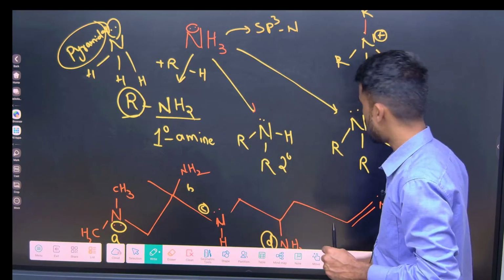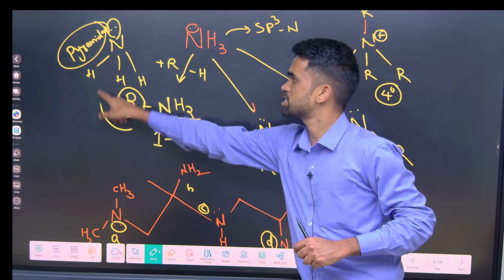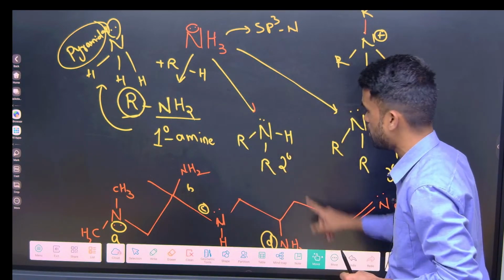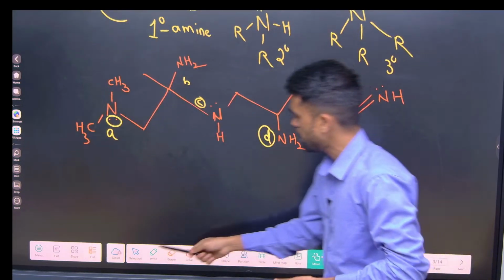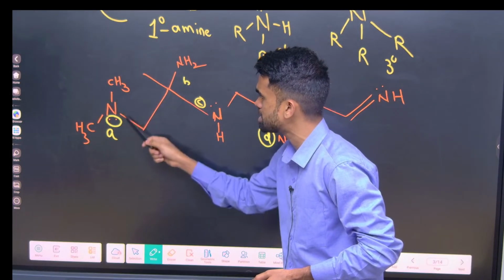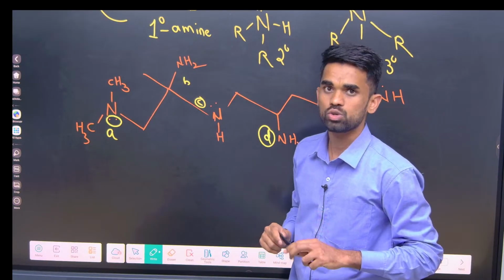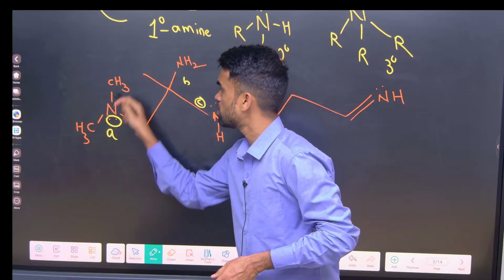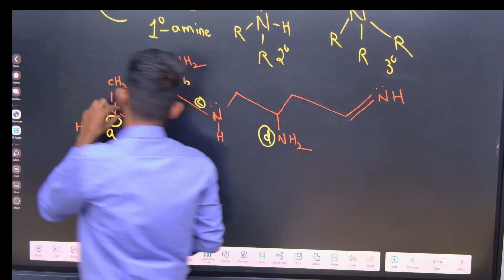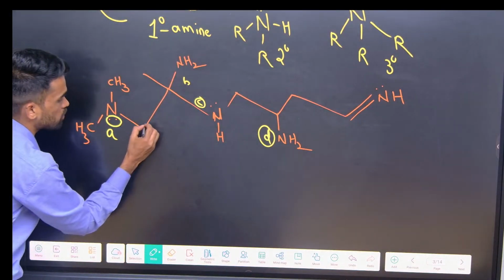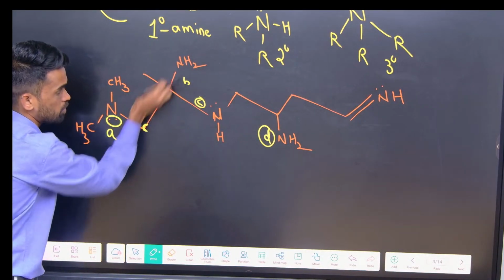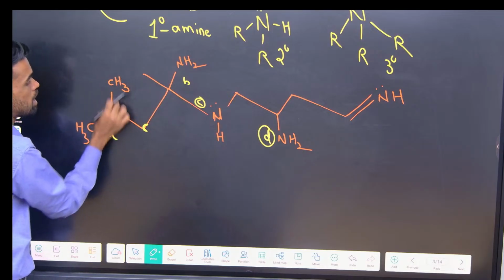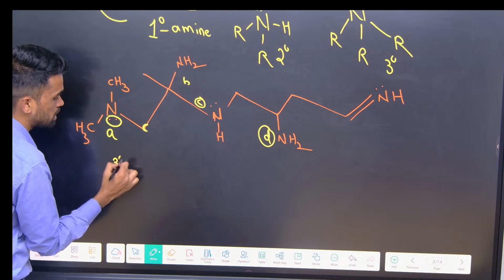Amines also have a structure similar to ammonia. Remember this. Now identify the primary, secondary and tertiary amines here. A has 3 sigma bonds and 1 lone pair, so it is an sp3 nitrogen, an ammonia-like amine. How many alkyl groups are there? Just count the number of carbons attached to this nitrogen. This side one carbon, an alkyl chain; here one carbon is an alkyl chain; this is also a carbon. So 3 carbons attached to the nitrogen means it is a tertiary amine.